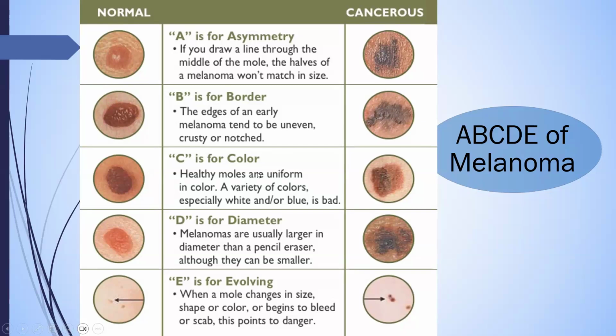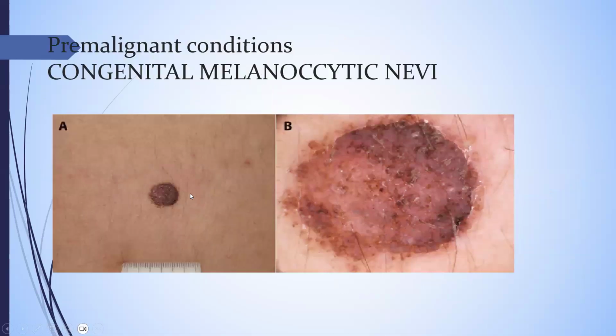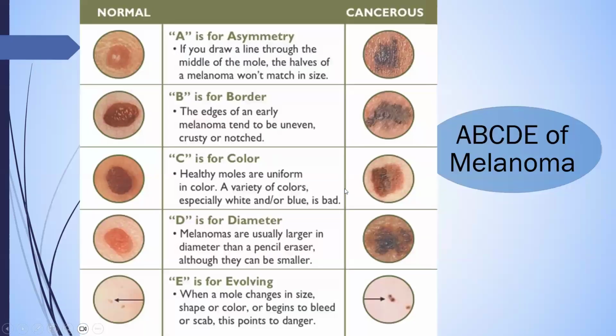Third, color. If you see the previous slide, look here, it looks almost the same color. But when you enlarge and see, you can see the color variegation. Different colors are seen, right? You see a purplish color here, you see a brown color here, you see a pinkish color, you see a blackish color. This color variegation also denotes malignancy. And anything that is white or blue, it is a red flag. That's bad. You have to be cautious there.